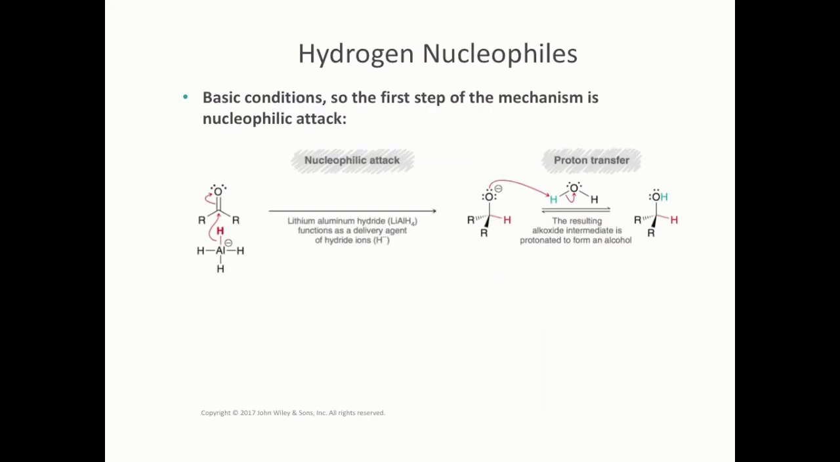So this is a review of something you've seen before, but essentially the hydride is going to attack the carbonyl carbon, breaking the pi bond, and then in the second step you have a proton transfer from water. And you can alternatively just draw an H- in your mechanisms. I think that's easier than drawing it from the aluminum hydride complex.